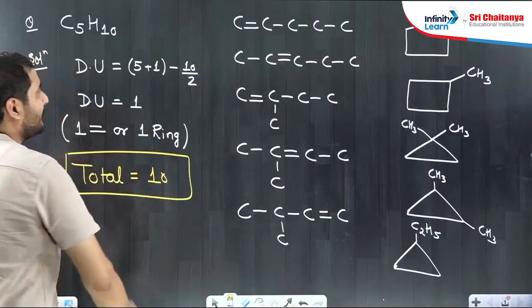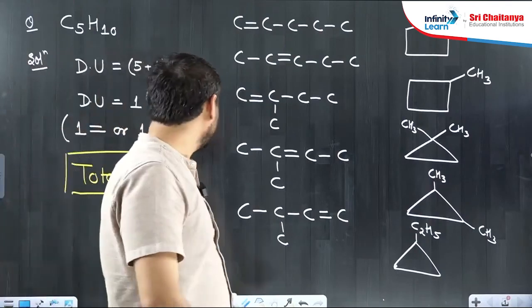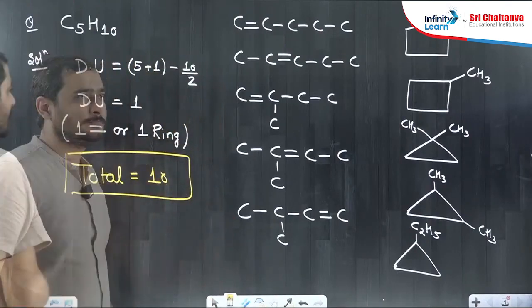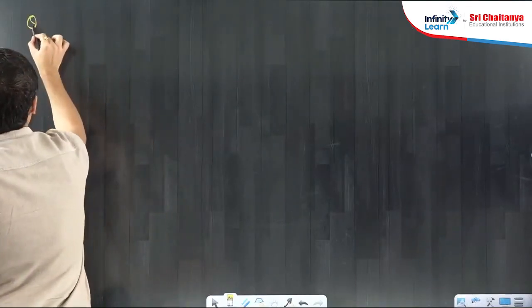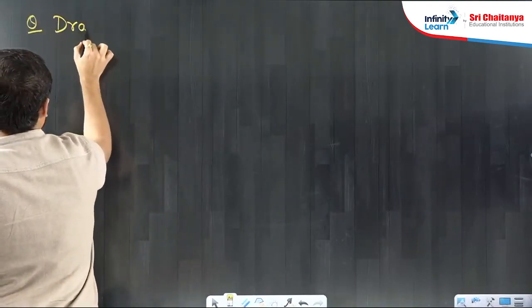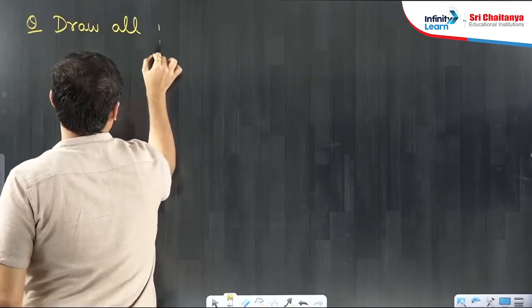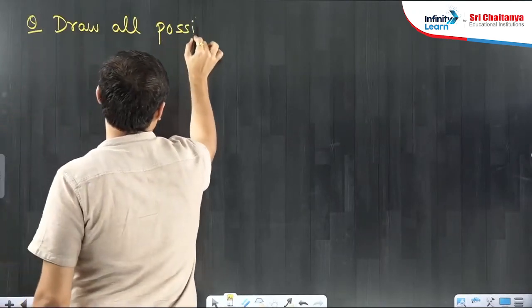So how many possible structures for C5H10? There are 10 total structures. So what is the answer? Total structures are 9. Now the next question: draw all possible structures of C4H6.